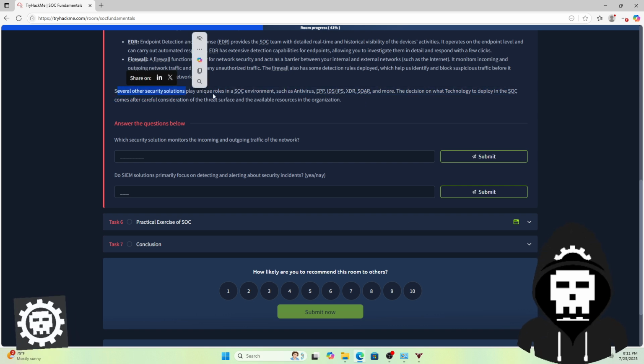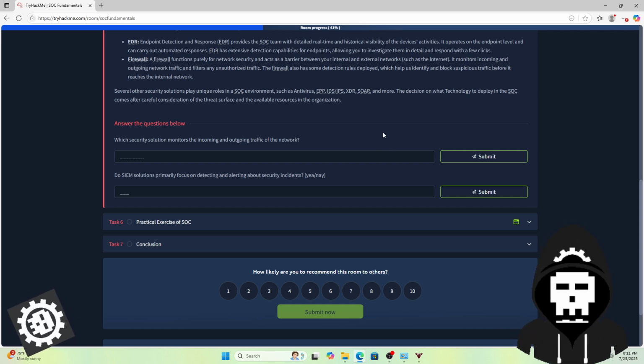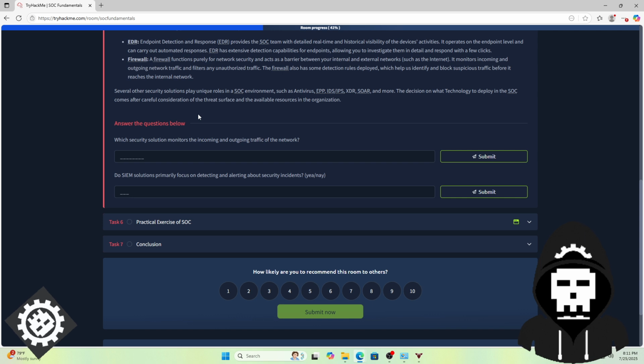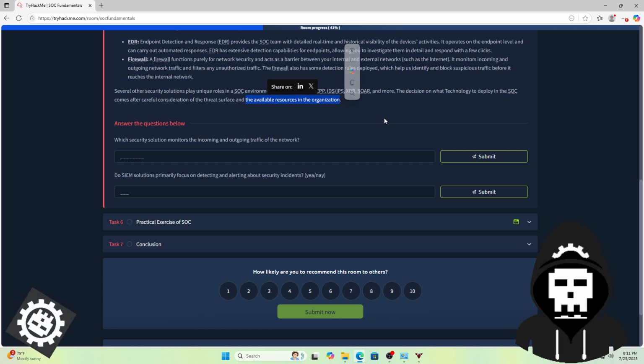Several other security solutions: antivirus, IDS, IPS, SOAR, there's just a lot of stuff. So the decision on what technology is deployed to the SOC comes with careful consideration of the threat surface and available resources in the organization. And what this highlights is your budget.